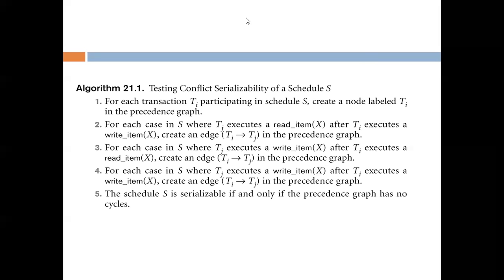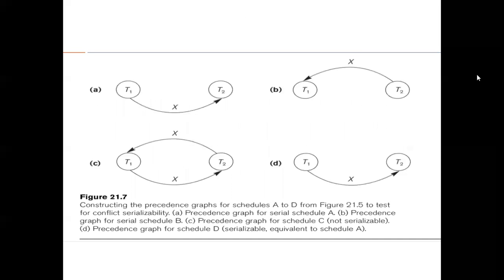So here is the pictorial representation of those edges, T1, T2, and this indicates there is a dependency. X is the variable on which this graph is written. So this is how we construct the precedence graph for a schedule, A to D, for conflict serializability.